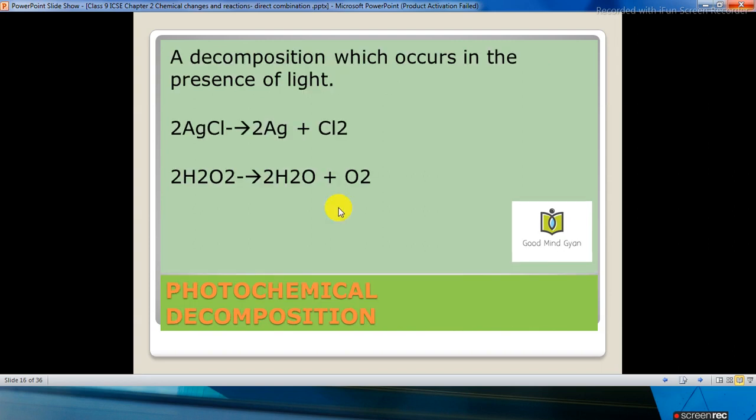Next is photochemical decomposition, which occurs in the presence of light. In this decomposition, photochemical decomposition of silver salts and hydrogen peroxide, we can see that silver chloride will give silver and chlorine, and hydrogen peroxide will give water and oxygen. So this is photochemical decomposition.